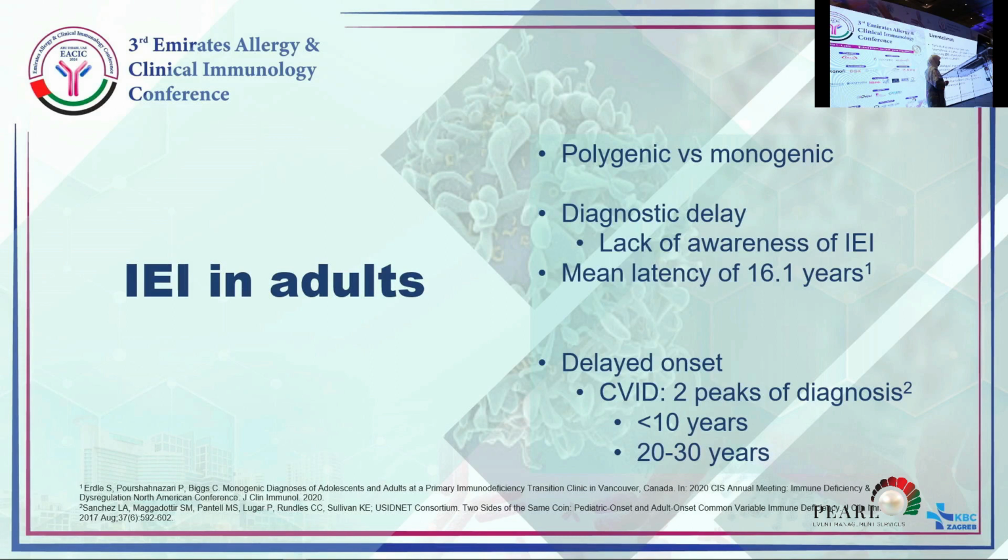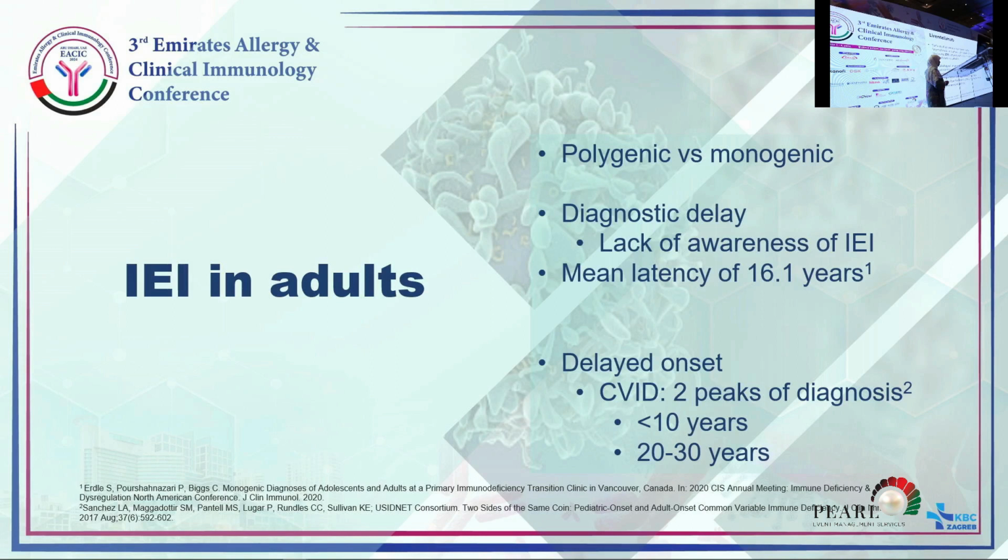disorders are diagnosed in adulthood basically come down to two main reasons. The first one being diagnostic delay, because there is a lack of awareness of these diseases. And according to a study, there's a mean latency of 16.1 years between the age of onset of symptoms until the genetic diagnosis.